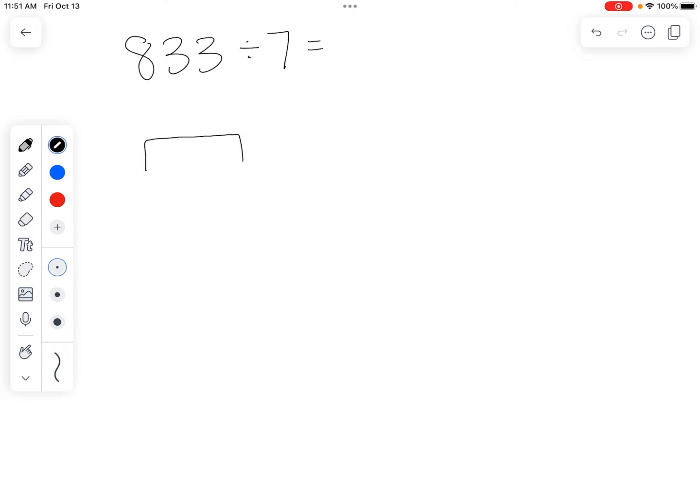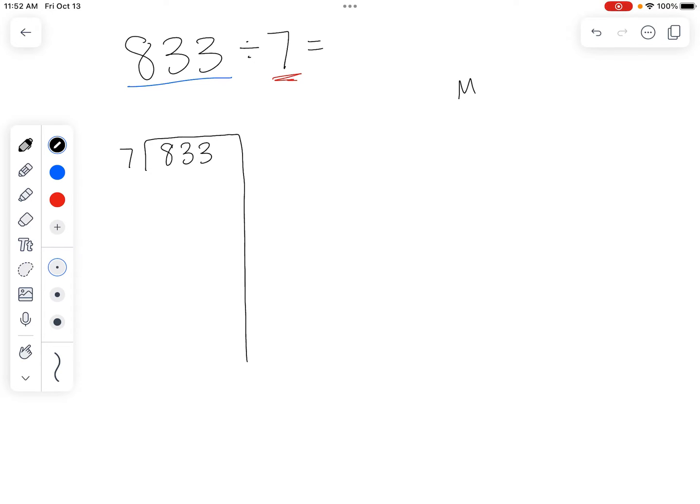I'm going to set up my strategy by writing my big 7. I know that 833 is my dividend and 7 is my divisor. So now I have it written down and set up, but I'm still not sure where to go from here. Now remember, if we're dividing 833 by the number 7, what that means is we're trying to figure out how we can get up to the number 833 using groups of 7. How many groups of 7 does it take to build 833? I don't know, but I do know some of my 7 multiplication facts.